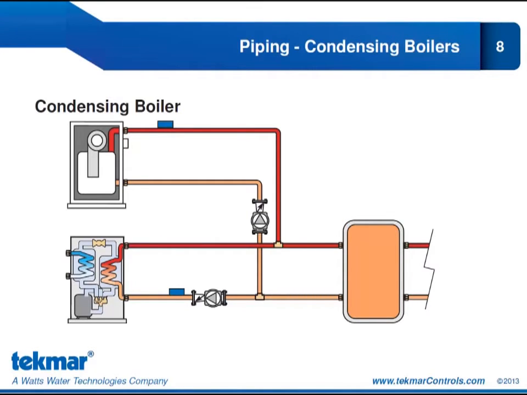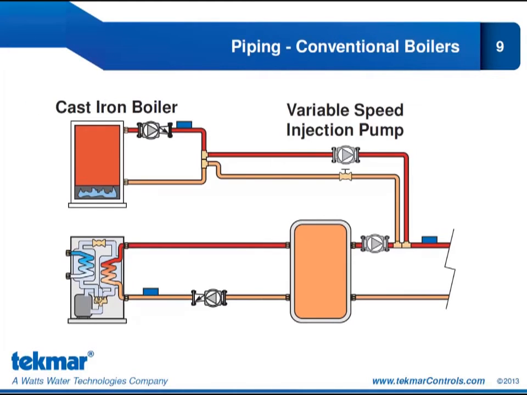Now what if we have a non-condensing boiler? Well, here's an example of a cast iron boiler. In this case, we have no added efficiency with cool return water. In fact, we typically have to respect boiler minimum temperatures. So a boiler minimum temperature is usually around 140 degrees Fahrenheit. So I want to make sure that the water coming back to the boiler is 140 degrees Fahrenheit.